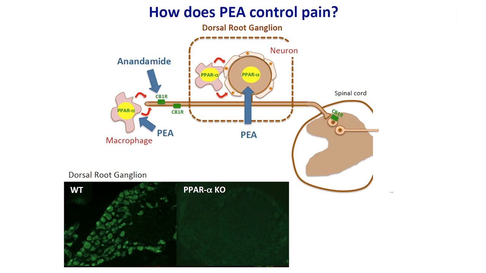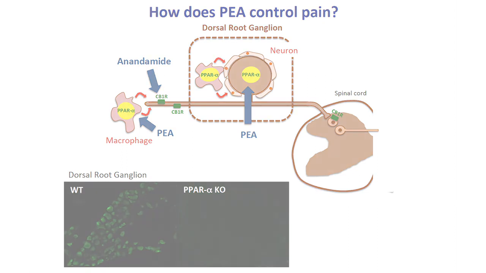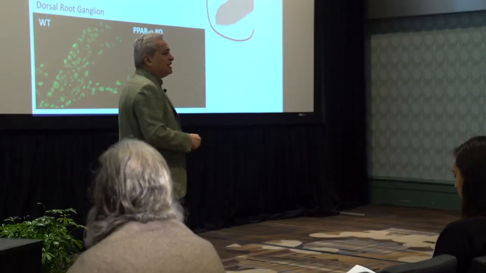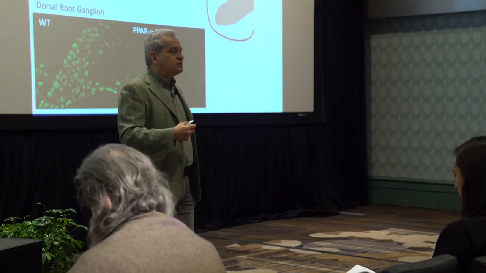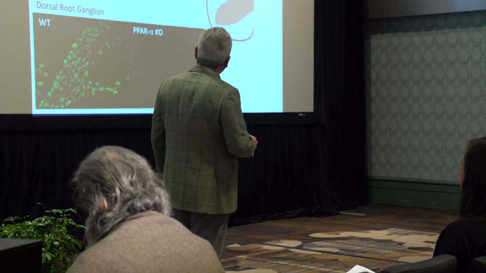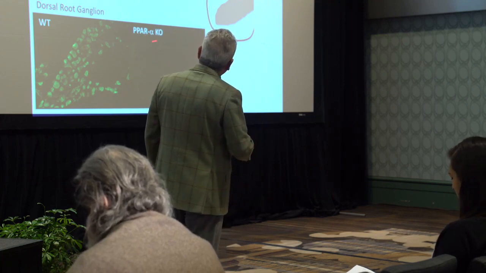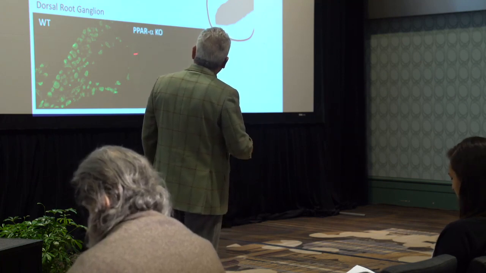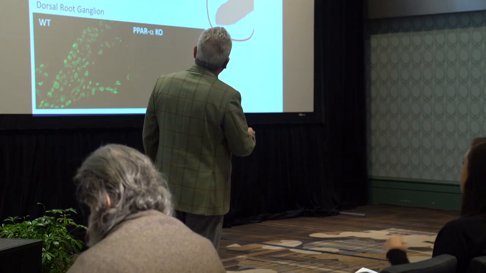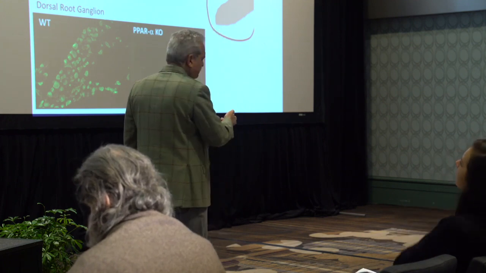And here is just a slide, a photograph to show you the localization of PPAR alpha in the dorsal root ganglia of mice that have PPAR alpha. And this is when we knock out, we remove genetically PPAR alpha through a process called homologous recombination. We remove it, and you see the signal completely goes away. So this is PPAR alpha in the dorsal root ganglia.